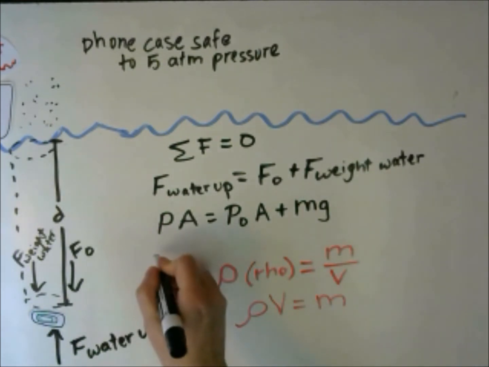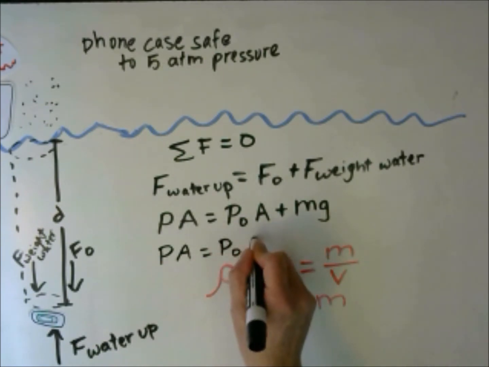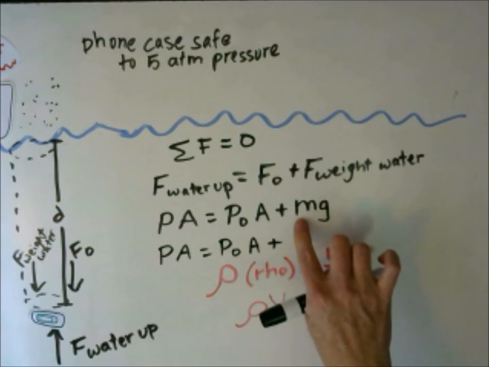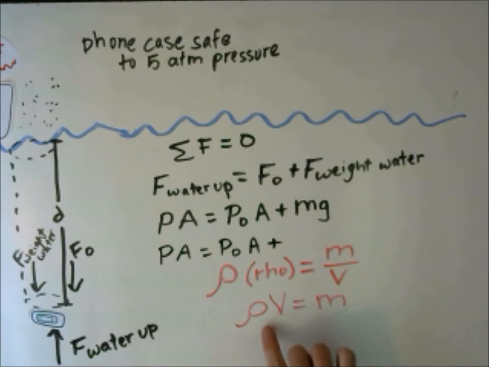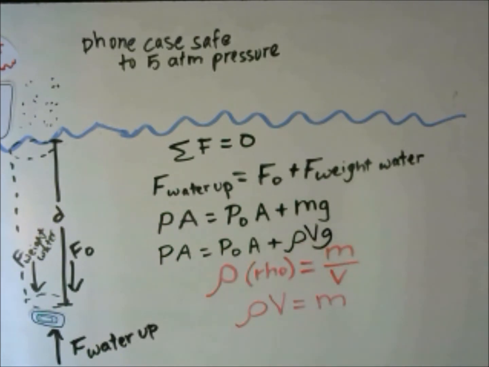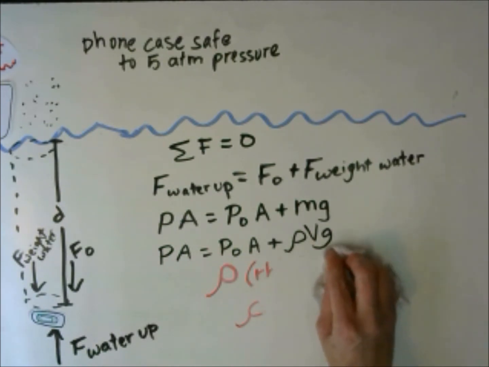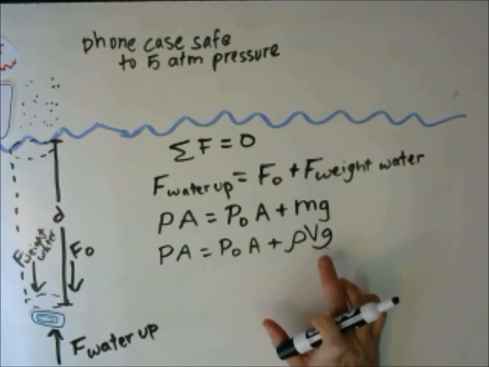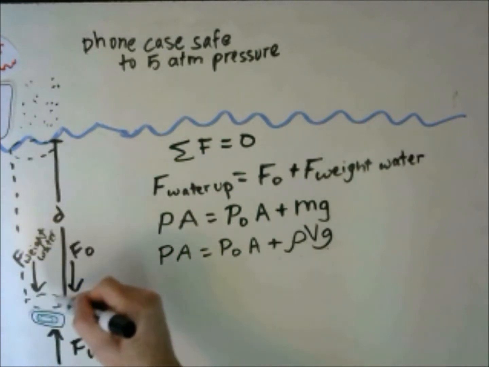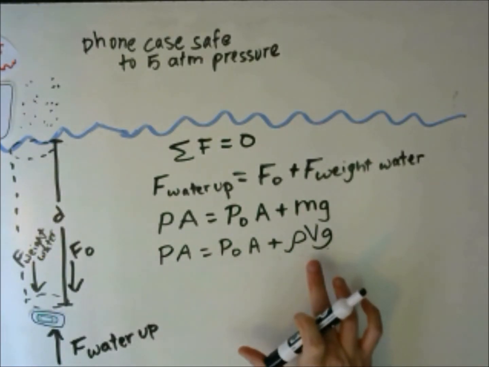So we get P times A equals P naught times A plus mass, which is equal to rho V times g. We're going to simplify this even more, and I'm going to take the density equation off so I have space to do that. We're going to simplify it by noting that the volume of this water is equal to the area times the depth. And we can use that to plug into here.